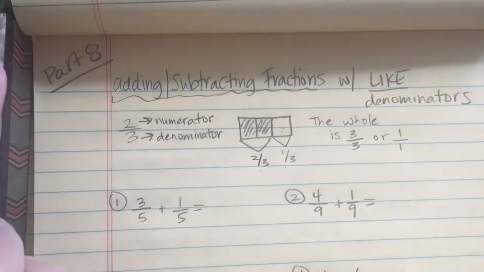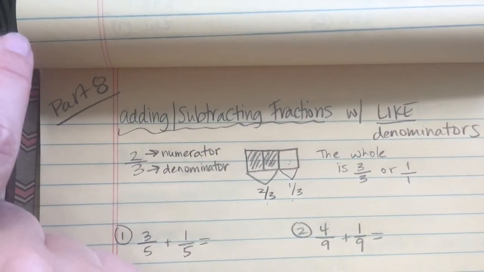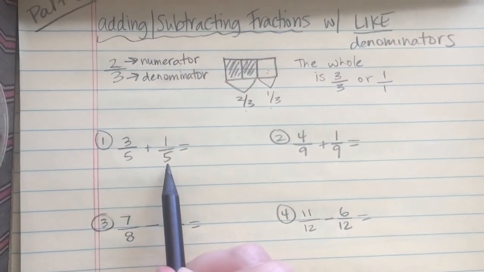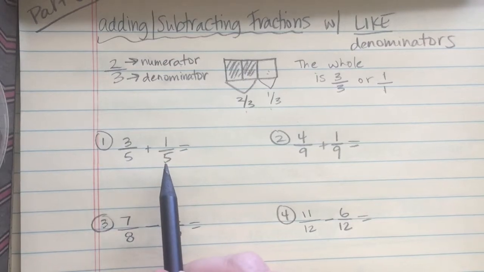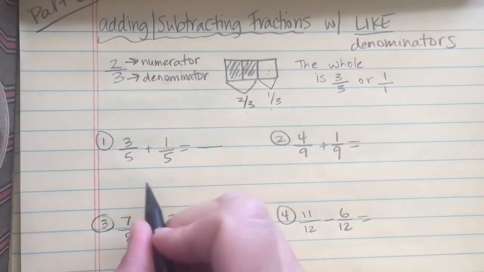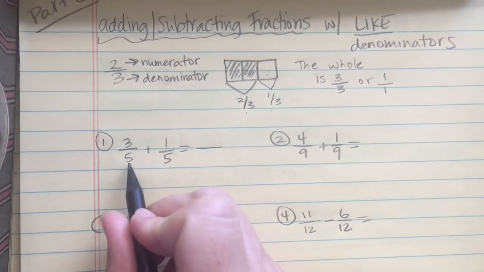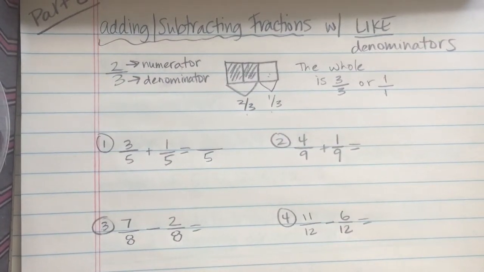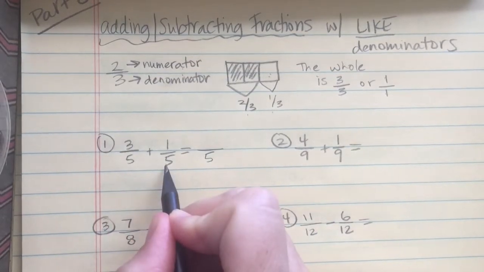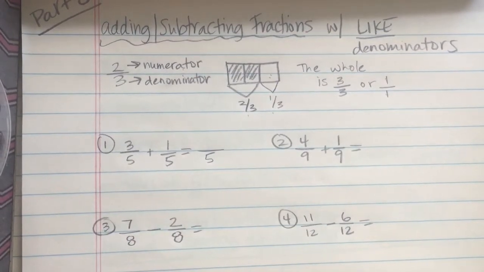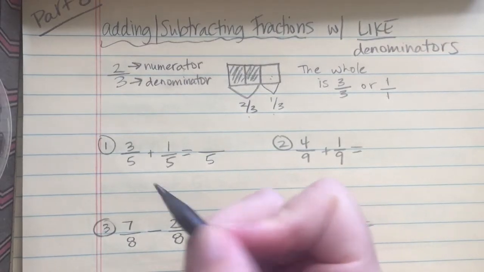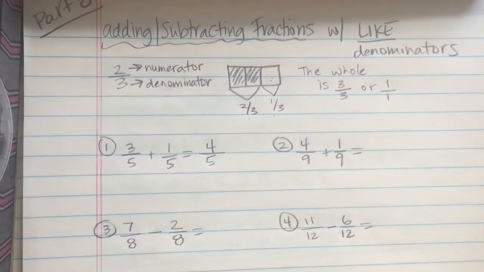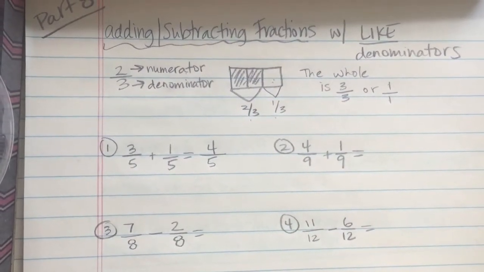So when we talk about adding and subtracting fractions with like denominators, like number 1, 3/5 plus 1/5. If you have a common denominator, that is going to be the denominator in your answer. Okay? So if you have a common denominator, that's the denominator in your answer. Now all we need to do is add the tops. 3 plus 1 is 4. And we're done. Okay? Not that scary, right?